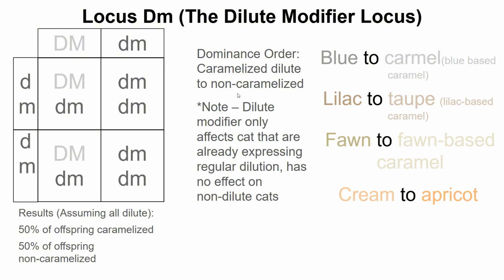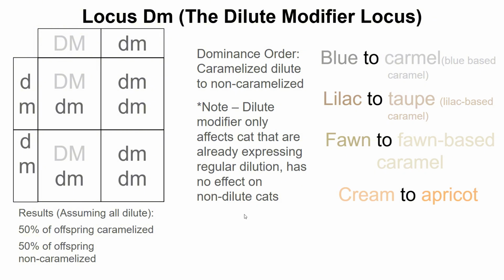Here's a bit of a bonus round. We have locus DM, or the dilute modifier locus. This one is one you will basically never run into. However, I did find it very interesting. It is also called caramelized. So caramelized dilute is dominant to non-caramelized. However, it only affects cats that are already expressing regular dilution.